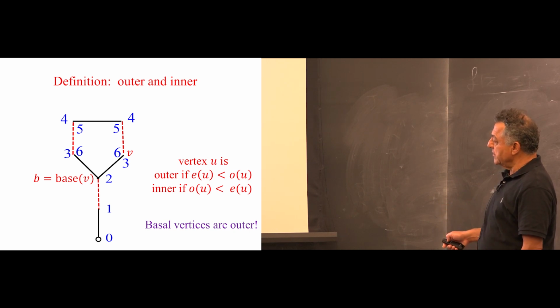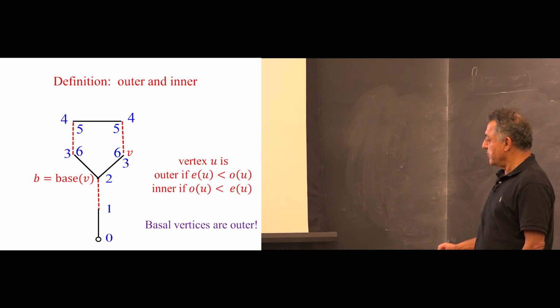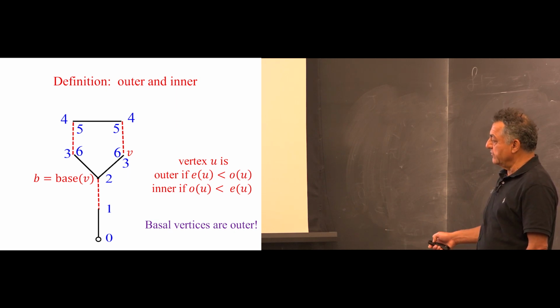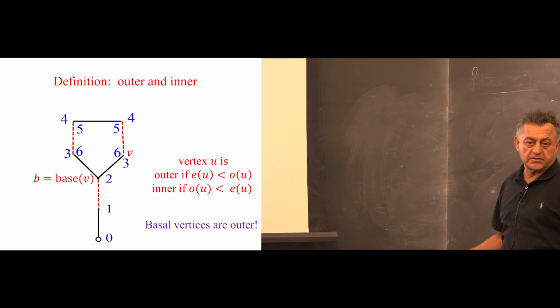So what can be said about a base? Will it be an outer or an inner? Yeah, base is always outer. So look, the even level is 2 and odd level is infinity. So base is always outer.